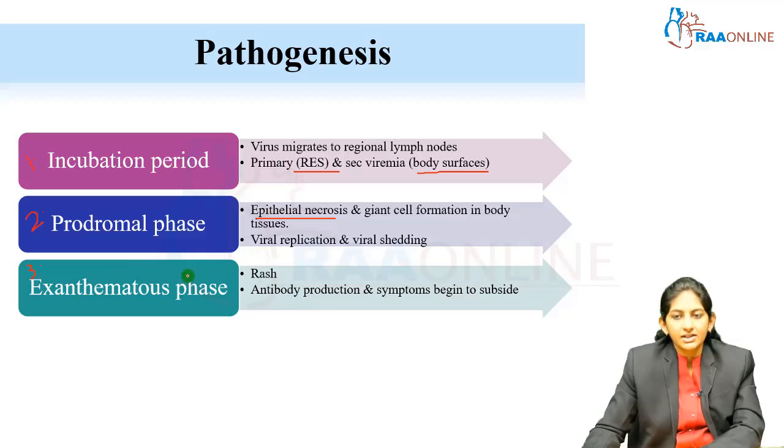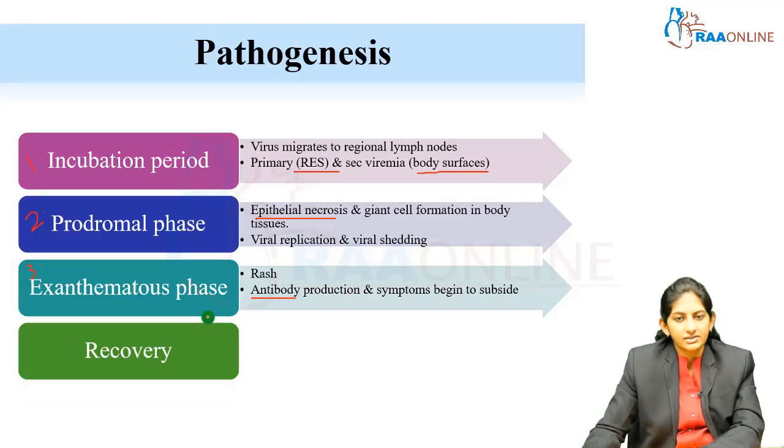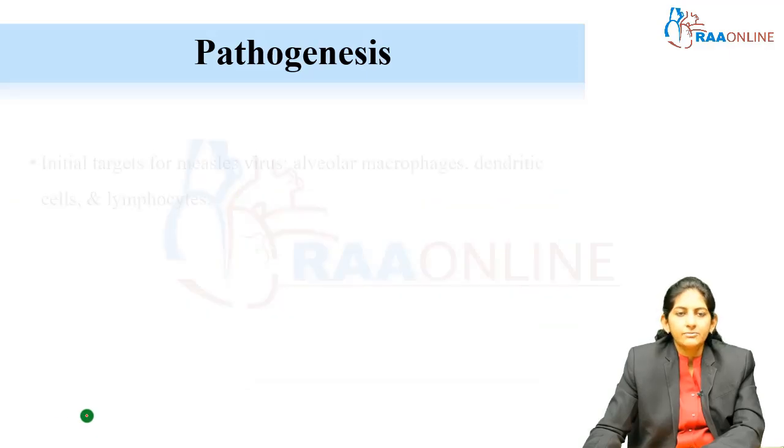In the exanthematous phase, the prodromal symptoms begin to subside and the rash becomes very significant. Here the antibody starts getting produced and acts against the virus. The final stage is the recovery stage. So the 4 stages are: incubation period, prodromal stage, the exanthematous phase with rash, and the recovery phase.